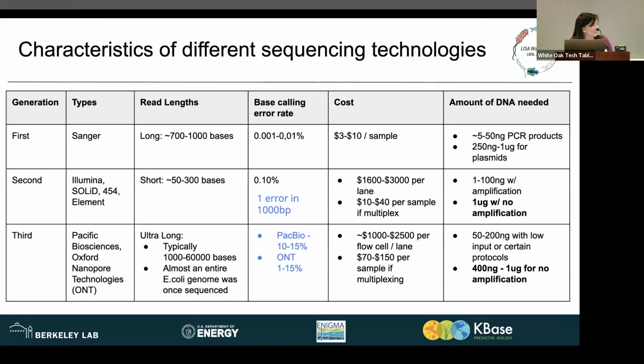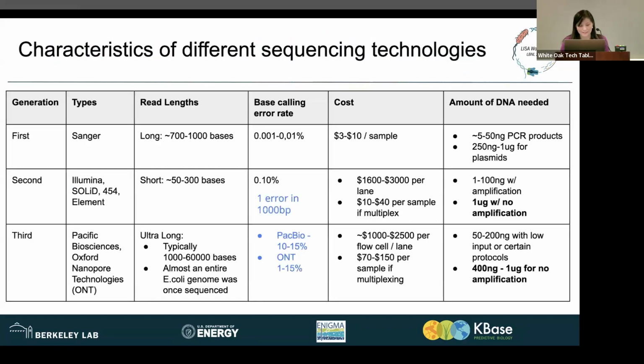Now, with long read sequencing, it's important to keep in mind the error rate compared to short read sequencing. There's a difference in the length of the reads and also the error rate. Illumina has about 1 error per 1,000 bases, so that's like an error per gene. But PacBio and Nanopore have an error rate that's much higher.